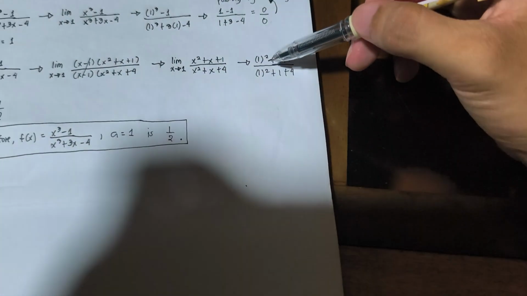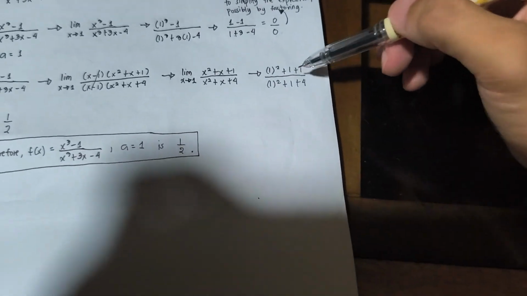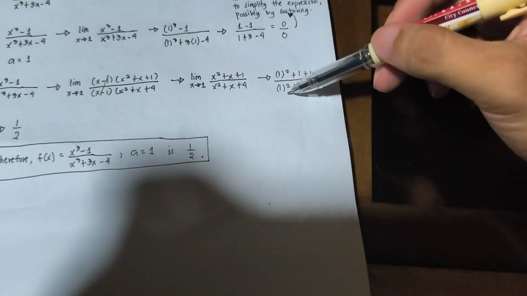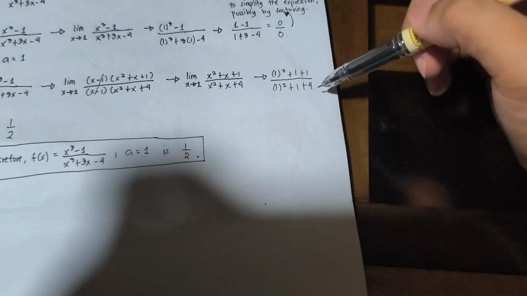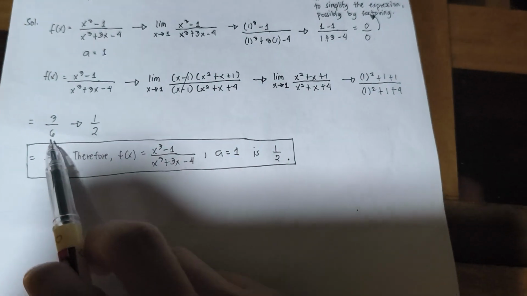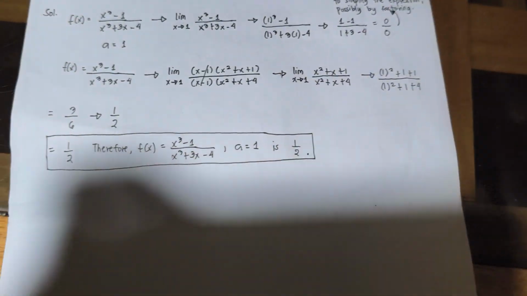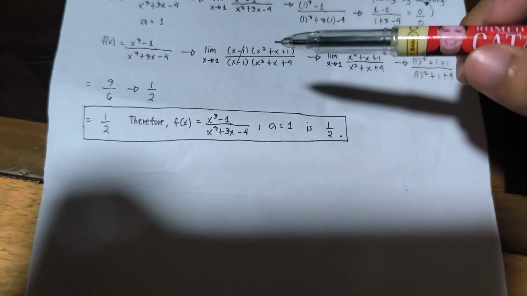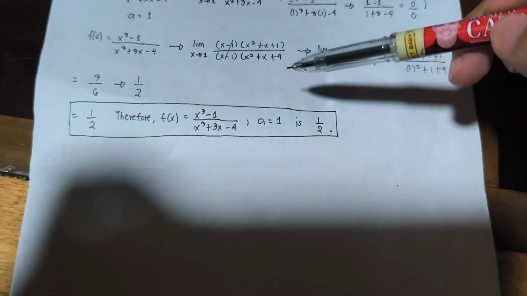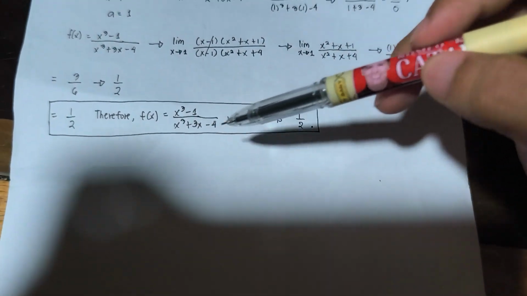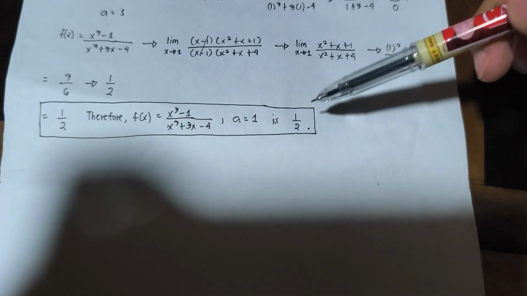So we have 1 squared plus 1 plus 1 over 1 squared plus 1 plus 4. So we have 3 over 6, or 1 half. So therefore, our f of x is equal to x cubed minus 1 over x cubed plus 3x minus 4 as a is equal to 1 is 1 half.